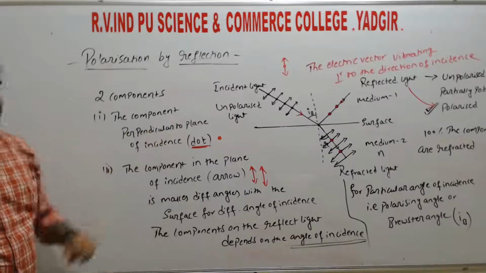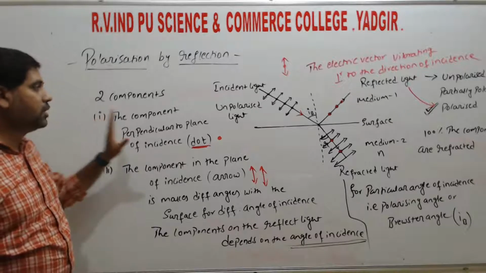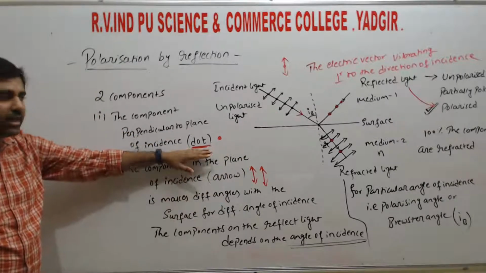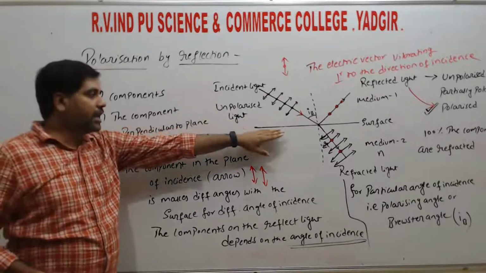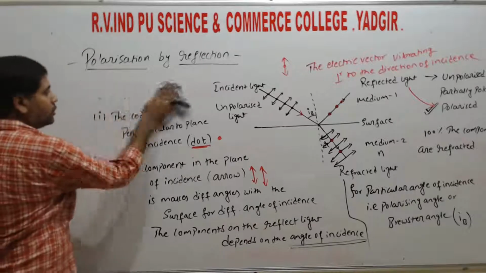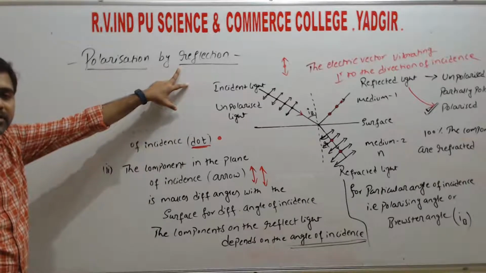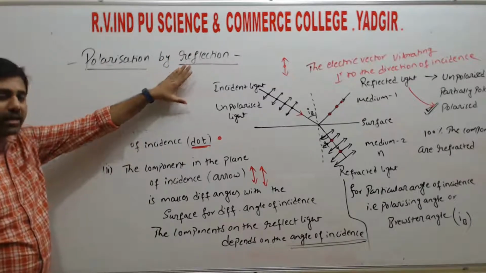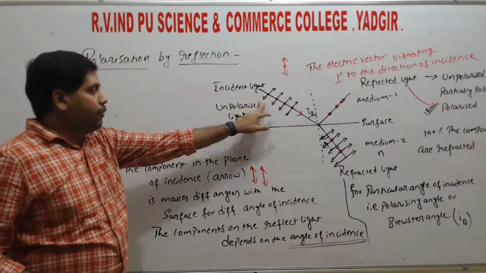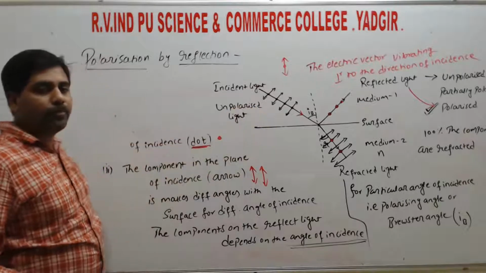And next, from this we can prove Brewster's law. So understand this one, it is a simple concept. The incident unpolarized light is divided into two components, and further we study what happens to each component when the light falls onto the surface. The same components we will study in polarization by scattering. There also we divide the unpolarized light into two components, that is, parallel to the plane of incidence, or in the plane of incidence, and also perpendicular to the plane of incidence.